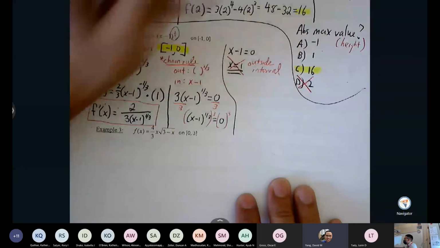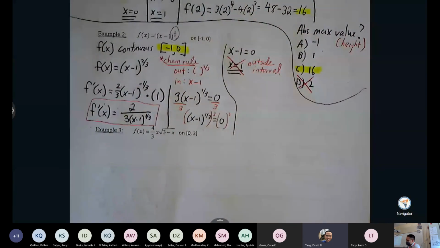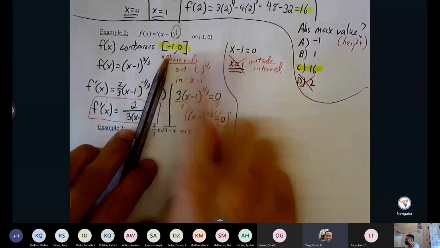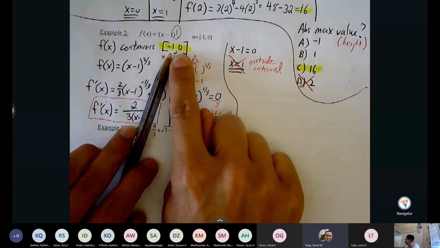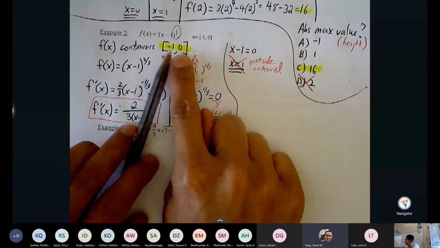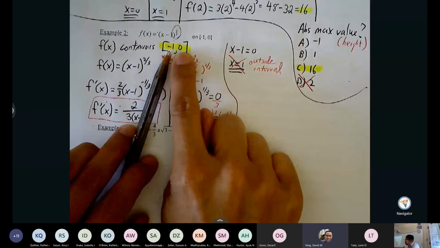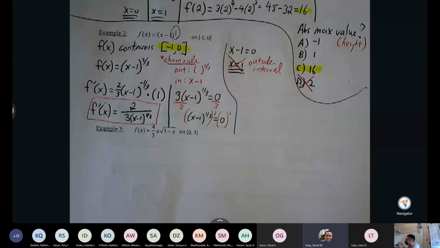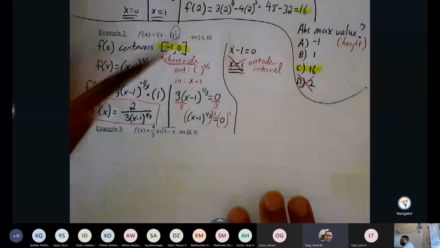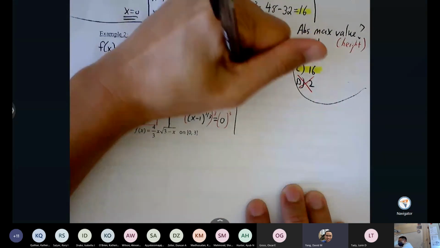So just be aware of that, right? Sometimes you may find critical points that are not used, and if that's the case, we still continue with the process. It's just that we only have endpoints to worry about now. So we'll plug -1 into the function, we'll plug 0 into the function. One will be the absolute max and the other will be the absolute min. Okay. So we'll plug them in.